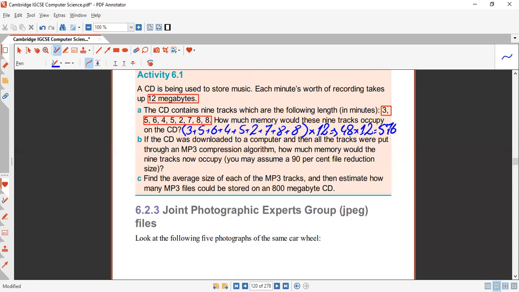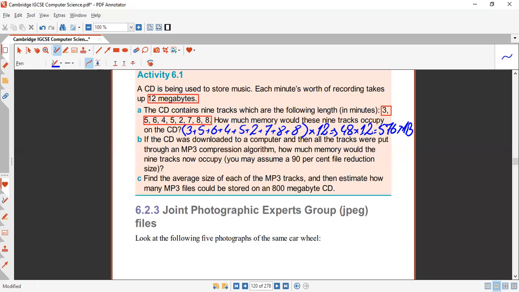576. And what will be the unit over here? Yes, megabytes. Very great. Okay, Ashina, is that point clear? Okay. Now we come to part B. Now, what does part B say?